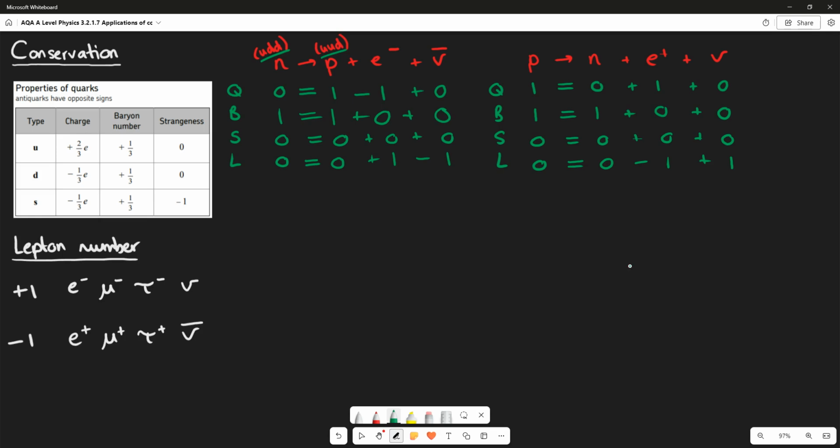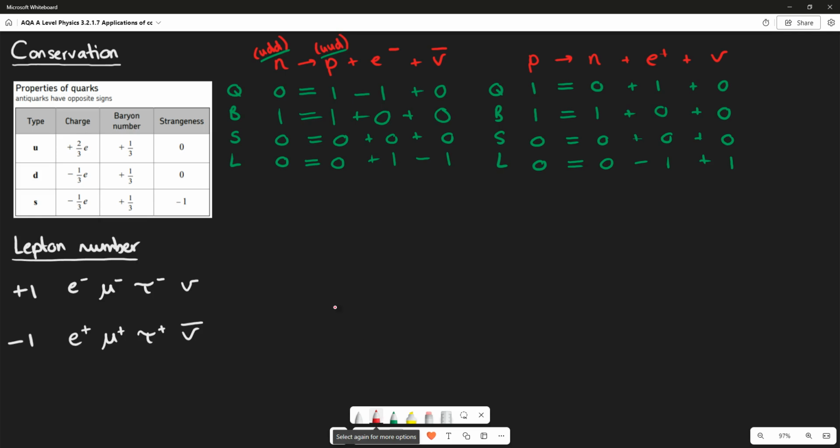Lepton number is conserved. So that's beta plus decay, and we've looked at beta minus. There's a couple more as well that we're going to have a look at, and if these come up in exam questions, you'll be given all the information that you haven't had to previously memorise.